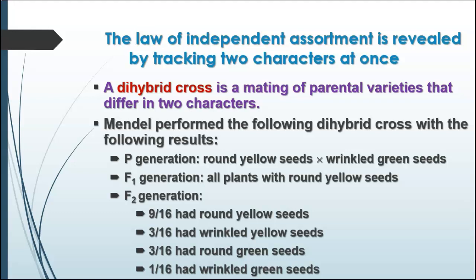Okay, when he let those self-fertilize in the F2 generation, there was something really striking that happened. Okay, 9/16 of them had round yellow seeds. That's both dominant characters. 3/16 had wrinkled yellow seeds, recessive for the first, dominant for the second. 3/16 had round green seeds, dominant for the first, recessive for the second. And 1/16 had wrinkled green seeds, recessive for both traits. So how in the world does that work?